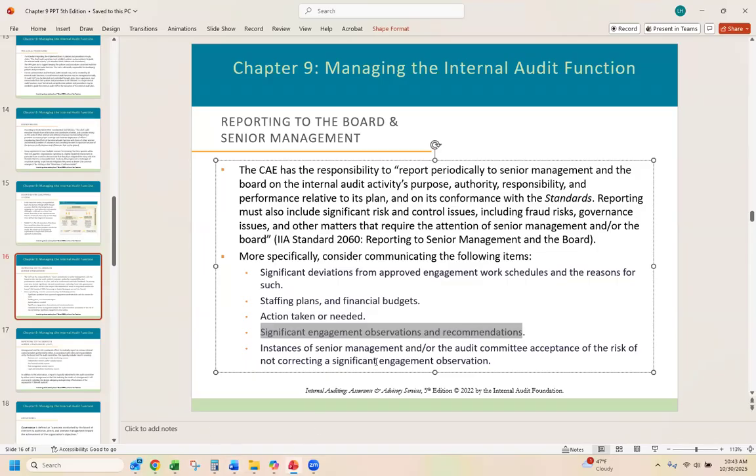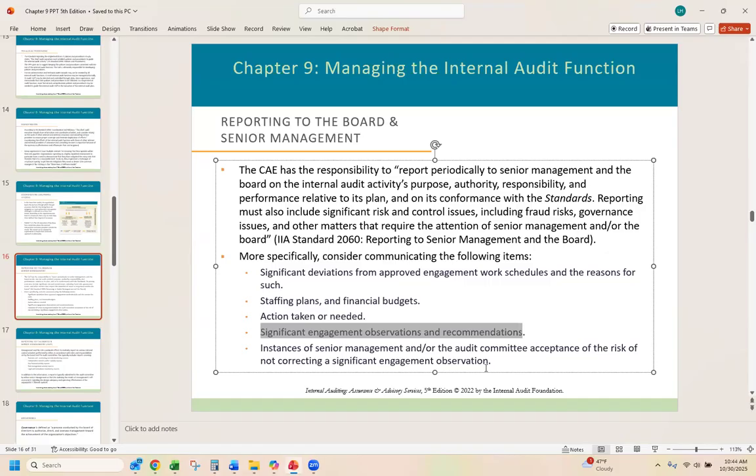And then instances of the management or audit acceptance of the risk of not correcting a significant engagement observation. So basically, if you observe something and you go to management and the audit committee and say, hey, I think that this is possibly a big deal, and they're like, oh, we disagree, and so they just don't do anything, then it's going to be your obligation to at least document that. And again, it's sort of a CYA, covering yourself.